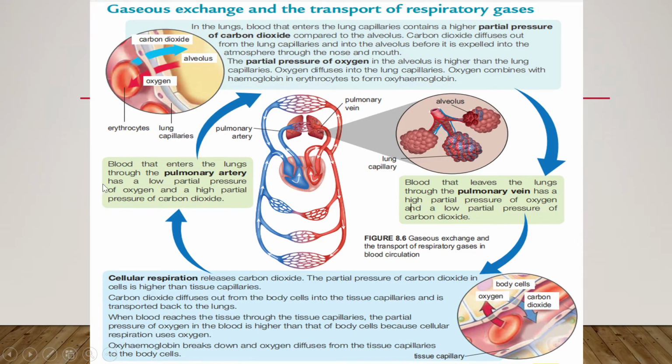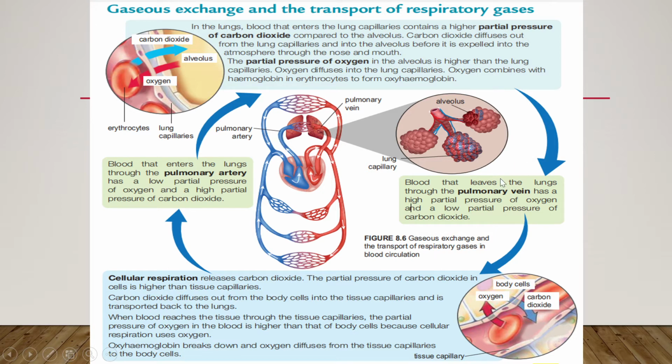Okay, look at this first. It says blood that enters the lung. So this is the heart, this is the lung. Blood that enters the lungs through the pulmonary artery has a low partial pressure of oxygen and a high partial pressure of carbon dioxide, because it is deoxygenated blood. Okay, you still remember that? So that's why it is denoted in blue.